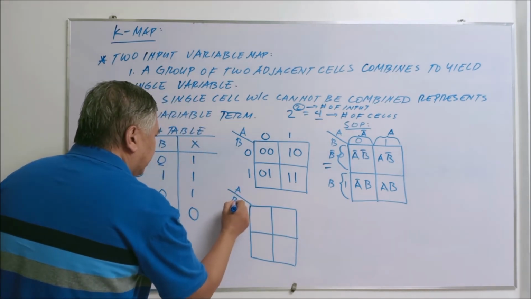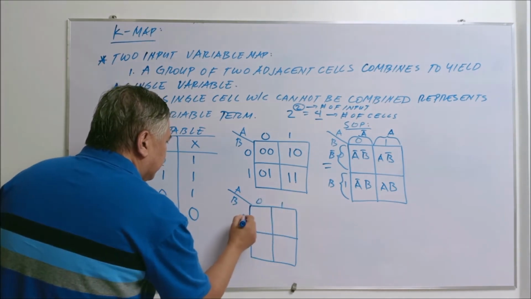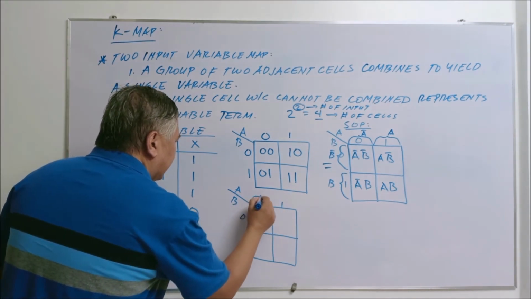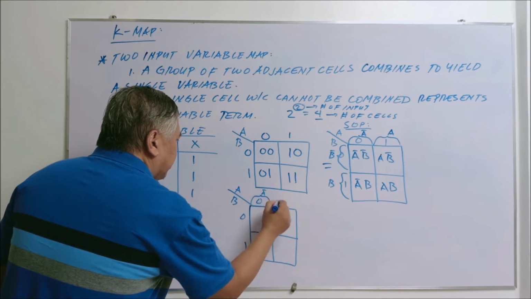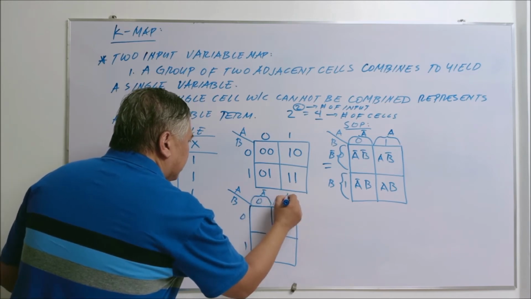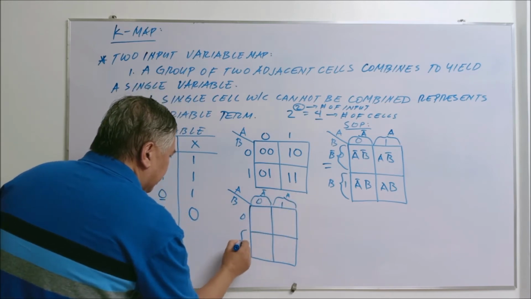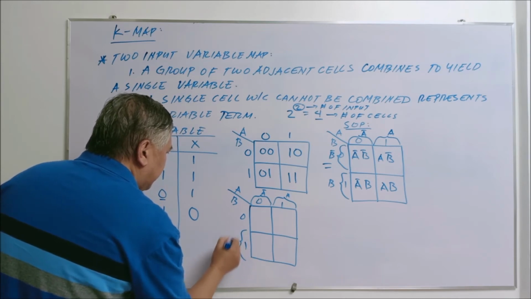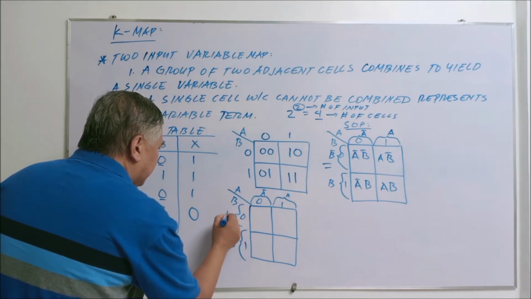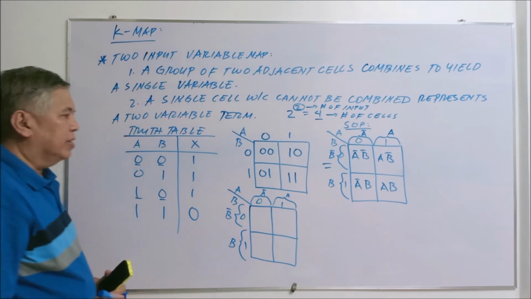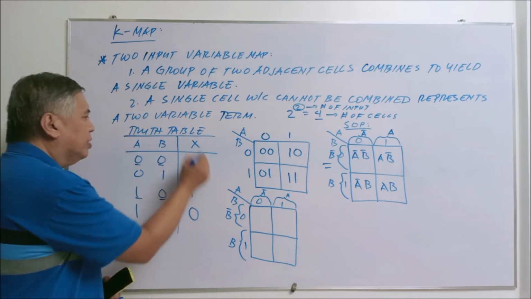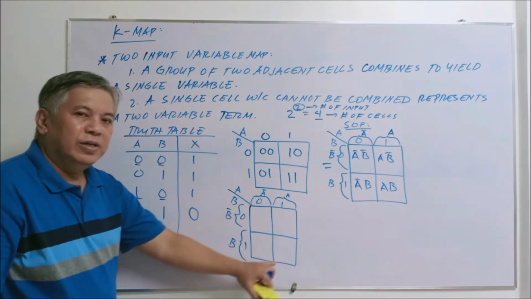A, B again, 0, 1, 0, 1. And we know that this is now under A bar. This is under A. This is under B. And this is under B bar. Then we locate the output X here in our map.